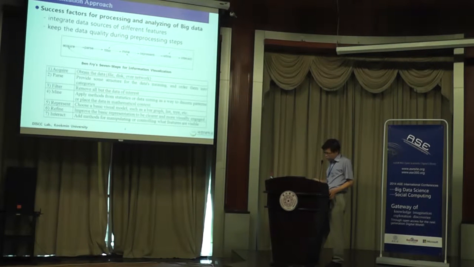This is related work and reviews. A critical success factor for big data analysis is data integration and pre-processing. In order to be successful in big data analysis, it is necessary to integrate data sources having various features and to keep the data quality during pre-processing steps. And Fry defines 7 steps for information visualization: acquiring, caching, filtering, mining, representing, refining, interacting.